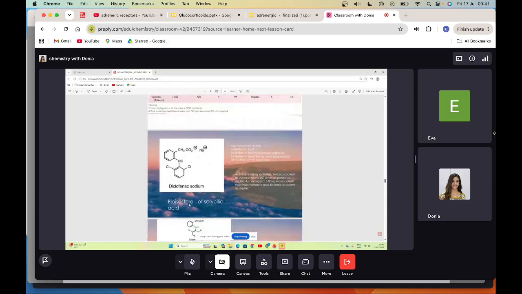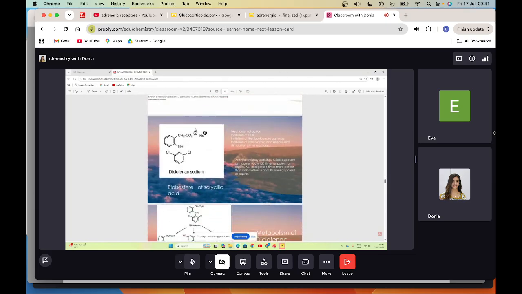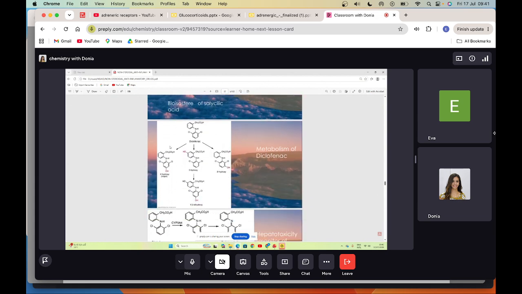For the diclofenac, I told you it has three mechanisms of action: inhibiting COX, inhibiting lipoxygenase, inhibiting release of arachidonic acid, and stimulating its reuptake. It's more active than the indomethacin. Okay, is it clear? Do you get what I'm saying? We said here the metabolism for it.